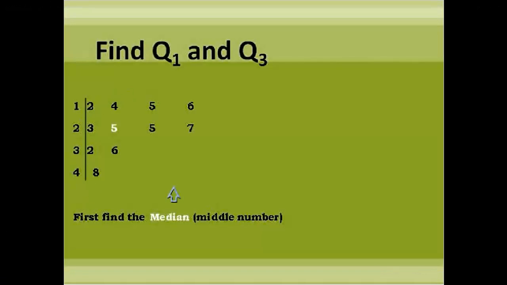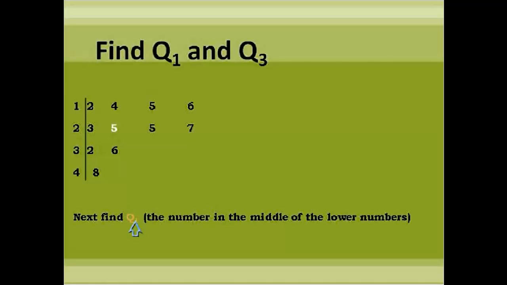Now, when we have it organized in a stem and leaf plot, we can see that it has 5 on one side and 5 on the other side. All of those ones are less than this 25, and all of these ones are greater. So our next step will help us to find the first quartile, Q1.